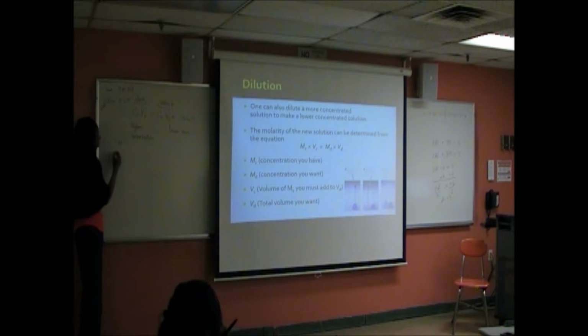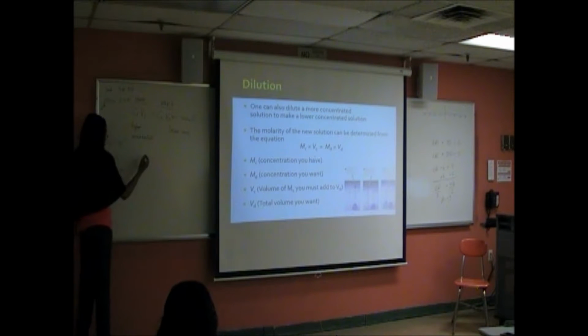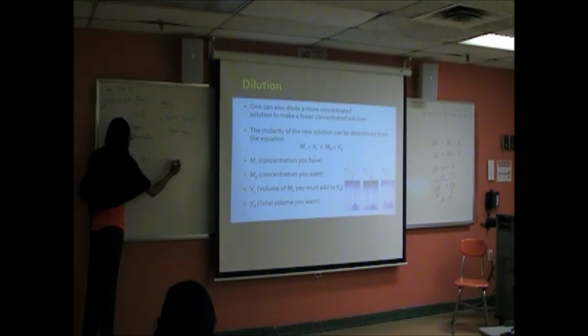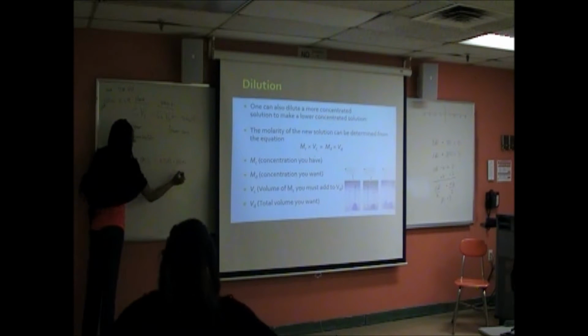That's what we want, so this stays the same. What is C2? 2.5 molar. What is V2? 100 milliliters. Very good. So now we're going to plug this in: 7 molar times V1 equals 2.5 molar times 100 milliliters.